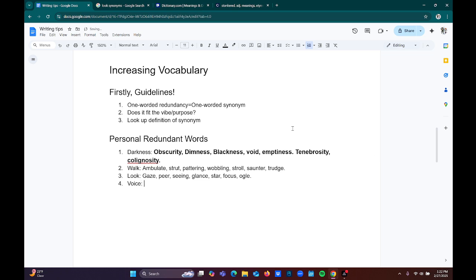So now let's do voice. What do I know for voice? There's tone, there's tenor, you can use that. Tenor can have two definitions. That is a placement or range of voice for singing, a singing range, that's what I mean. But it can also mean voice. It could be a good synonym for voice.